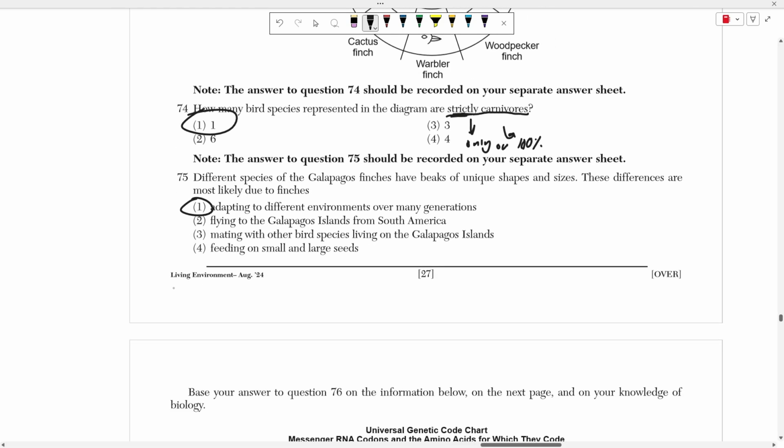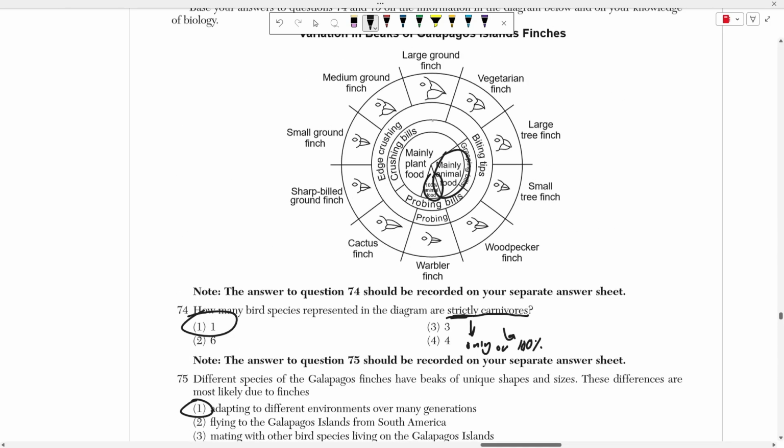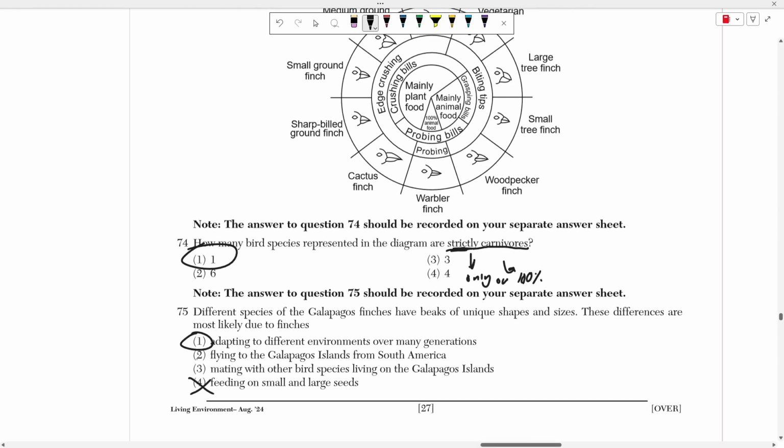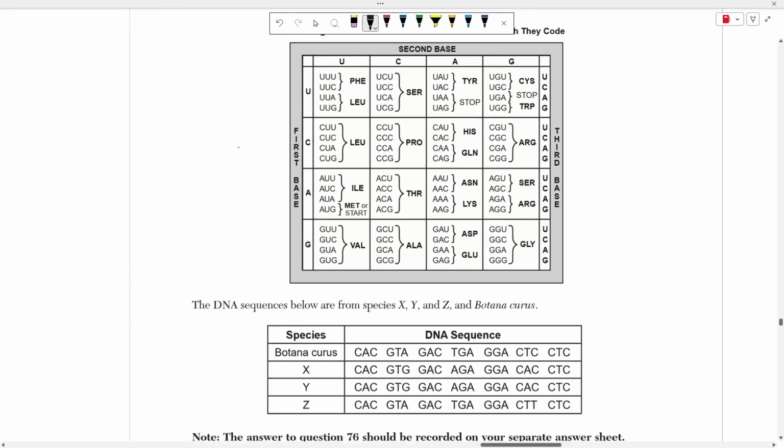Okay, all of these other choices don't make any sense. Choice 4 wouldn't make any sense because of feeding on small and large seeds. Well, one of these birds doesn't even feed on small or large seeds. They feed on other animals. And choice 2, just because you change locations, it doesn't matter if the birds came from South America. Just because you arrived into a location doesn't mean you're automatically going to be well adapted to that environment. Adaptation takes many generations.